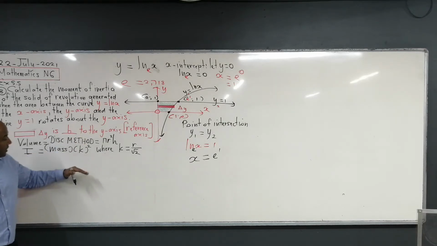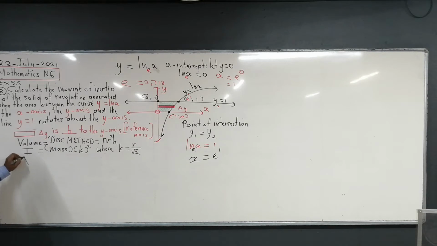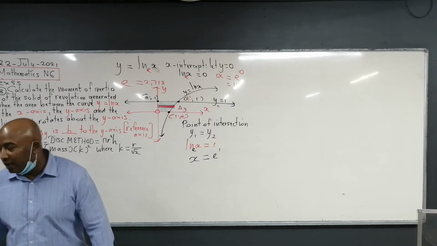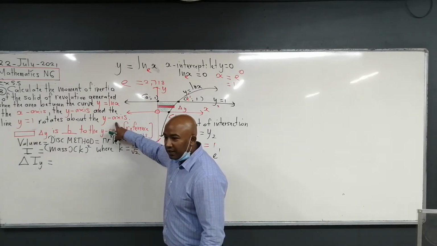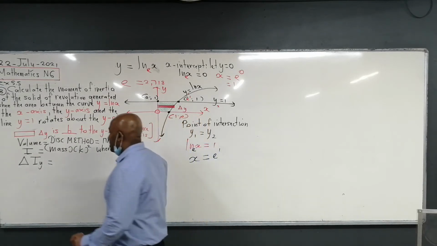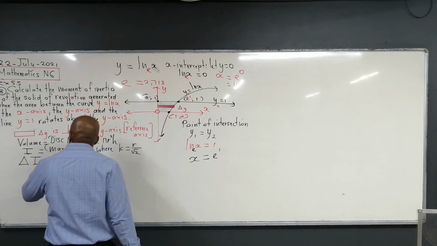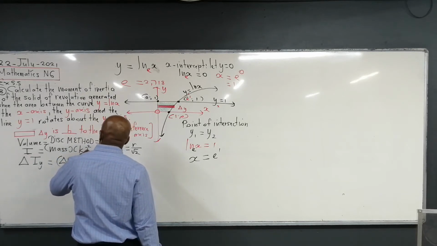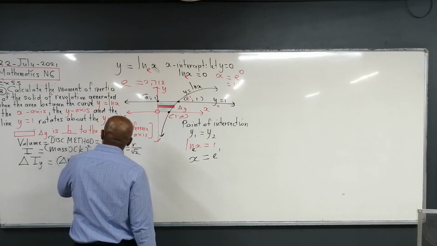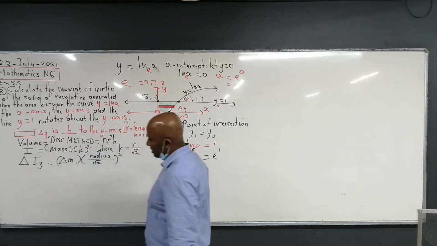So we know now. Let's write this down. So I'm going to go delta I y. Okay, delta I y. Why am I writing down y? Because the reference axis is the y-axis. Right. Is equal to mass. So I'm going to go delta m times k squared, which is going to be your radius divided by the square root 2 all squared.